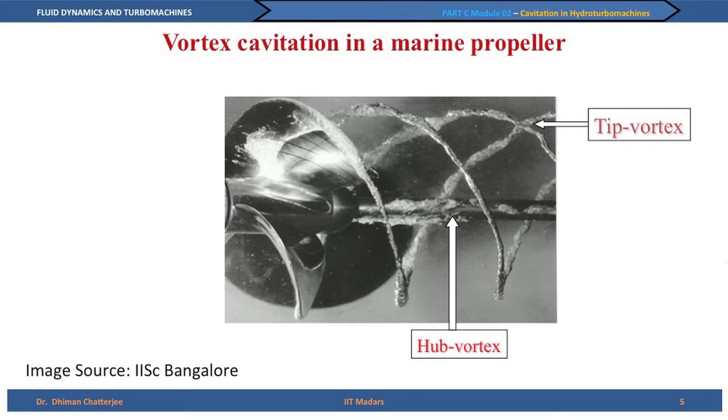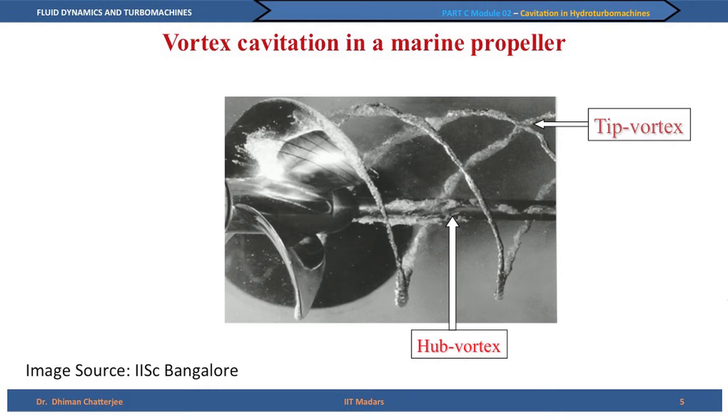This thread-like structure, which is marked here as the tip vortex, is because of the rotation of the propeller blades in an ambient liquid. One nice thing to notice here is that this thread-like structure is actually made of bubbles, not one single bubble as you saw in the previous slide, but myriads of bubbles, millions of bubbles formed together to give this thread-like appearance. You can see a similar structure, not so pronounced, at the hub of this rotating propeller.